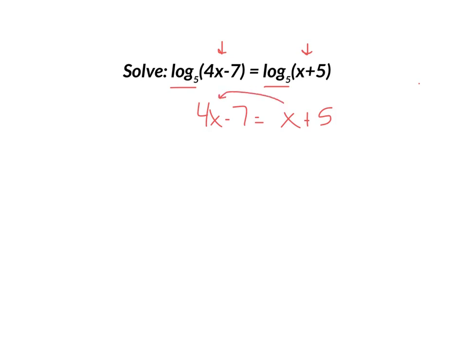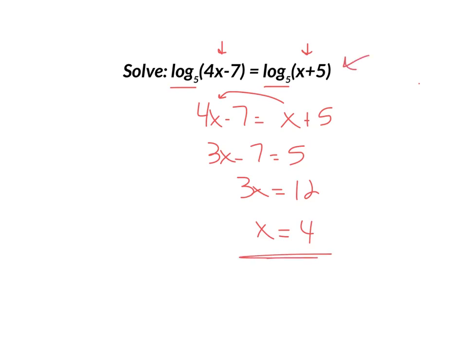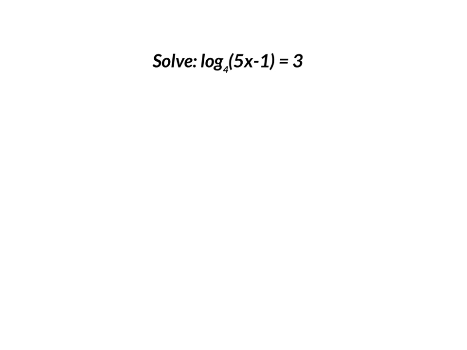So I'm going to take the x over here, make it 3x minus 7 equals 5. Move the 7 over, it'd be 5 plus 7, which is 12. Divide by 3, you get 4. Now, one thing about these, you do need to check your answer because there's no such thing as a negative log. So just plug the 4 in, make sure it stays positive, and it does. So you're good.